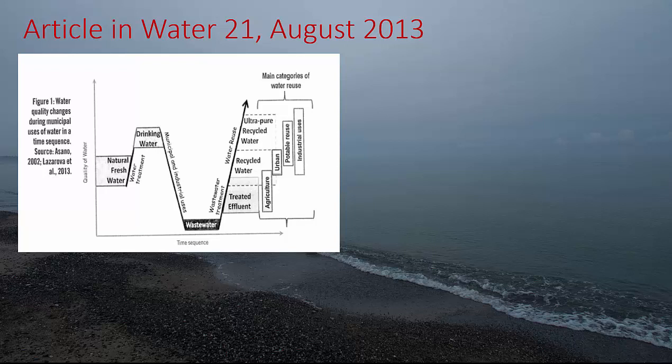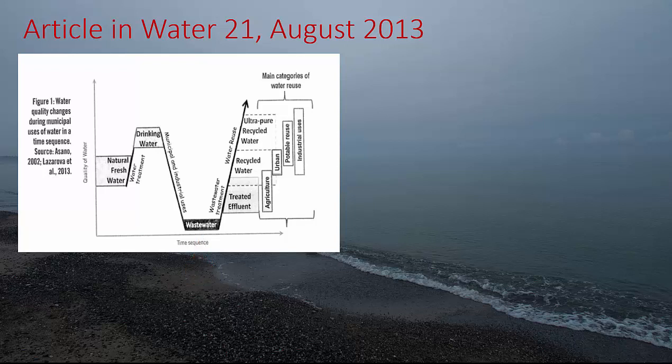On this penultimate slide, I'll show you a graph from an article in Water 21 from August 2013. On the y-axis, you have quality of water. On the x-axis, you have time sequence, basically how, when time flows, what you do with the water. Natural fresh water, that's your raw water supply, which you treat to drinking water. Then it will degrade, come down to wastewater. And then we have wastewater treatment.